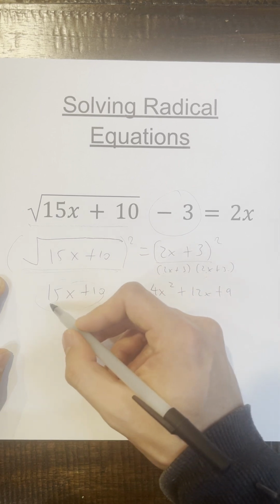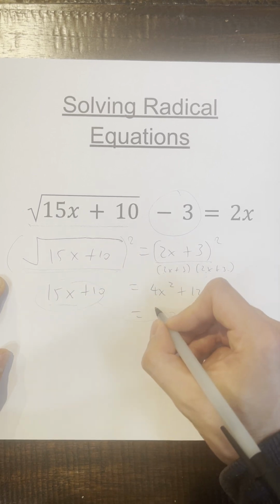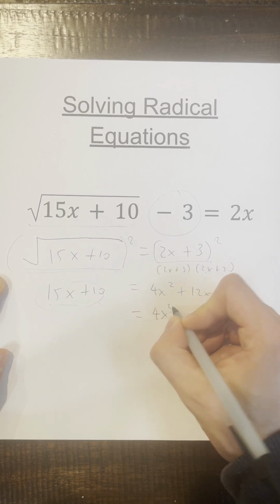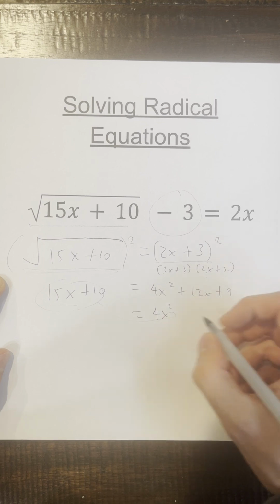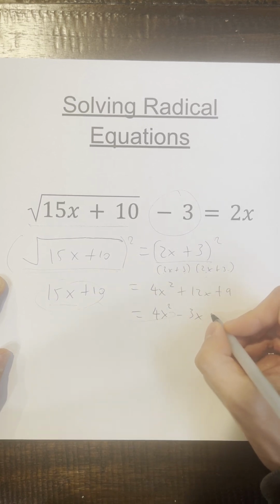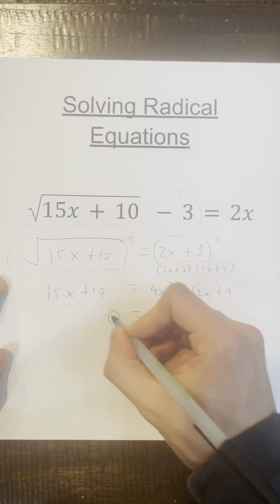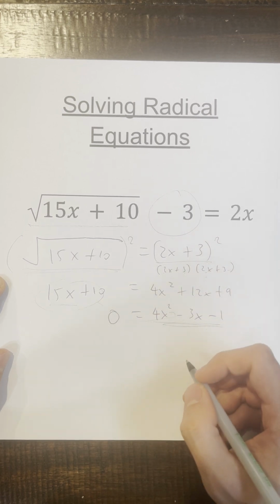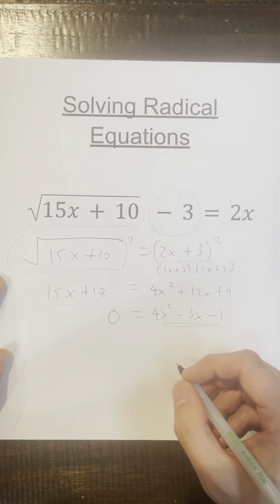So I'm going to subtract 15x from both sides, and that's going to be how many x? Minus 3x, and then subtract 10 from both sides. So we've got a quadratic, and now we can use the quadratic formula.